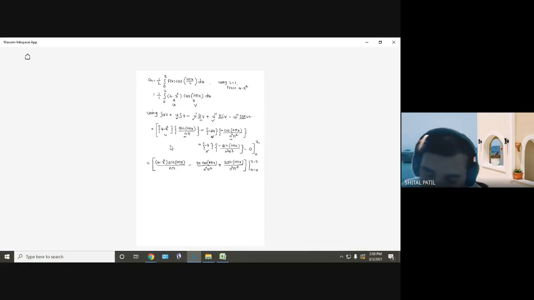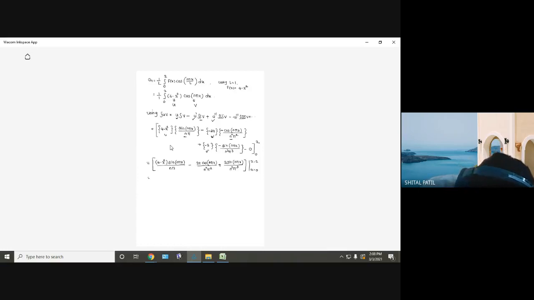Okay. Now let me start with the upper limit x equal to 2. Let me substitute x equal to 2 here. 2 square is 4. 4 minus 4 is 0. First term is 0. Minus of the second term, x equal to 2. So 2 into 2, 4. Then cos of x equal to 2, so 2 n pi, divided by n square pi square. Plus x equal to 2, so 2 sine of 2 n pi divided by n cube pi cube. This is the upper limit. Minus.